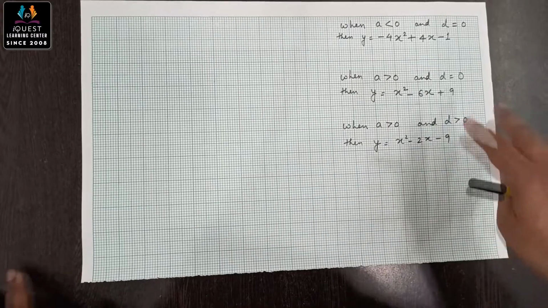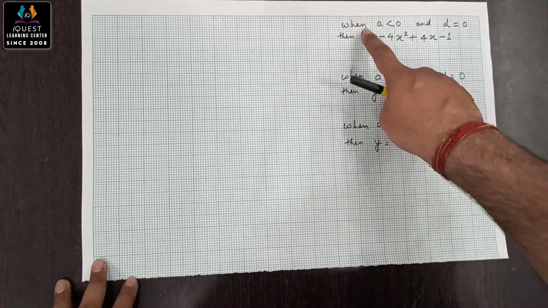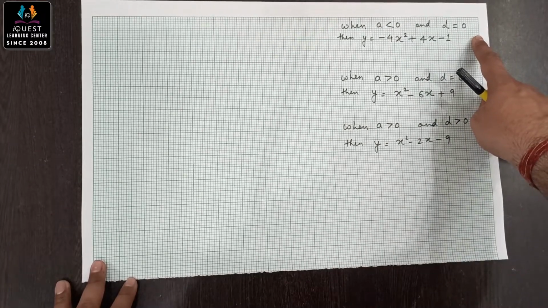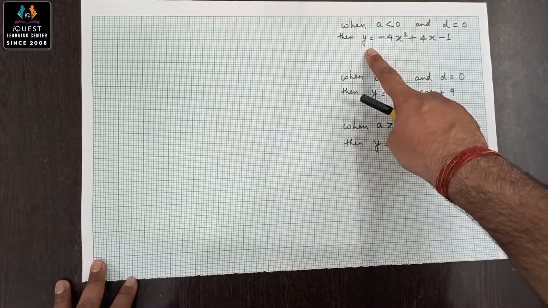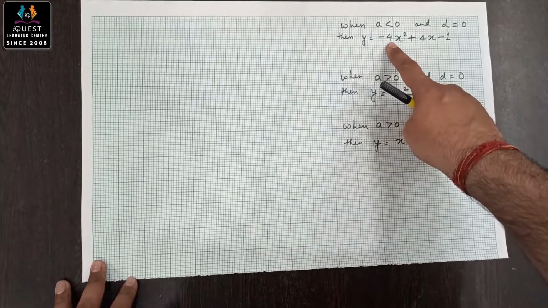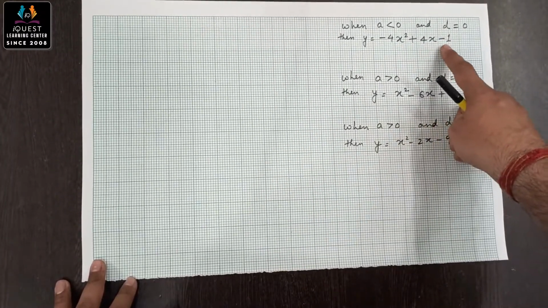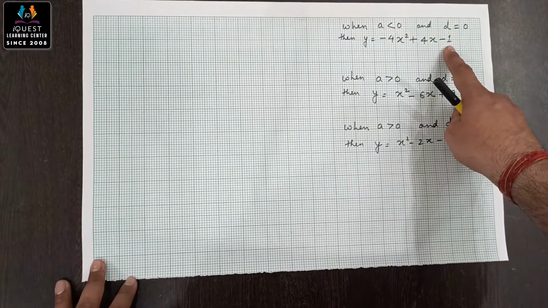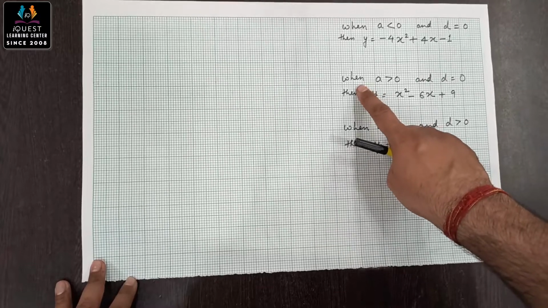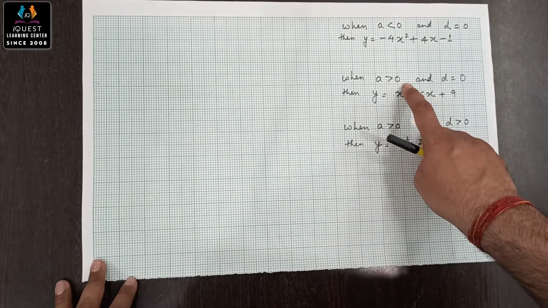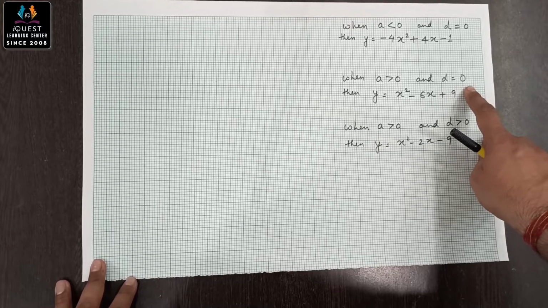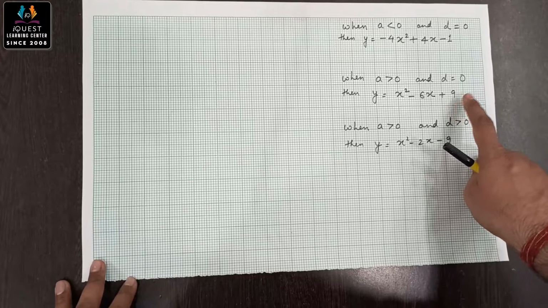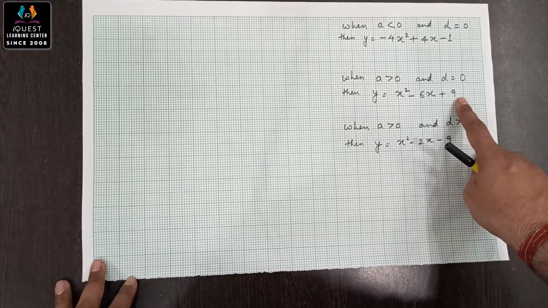So the remaining conditions are when a is less than 0 and D is equal to 0. For that condition, use the equation y is equal to -4x square plus 4x minus 1. By using this equation, you can make the graph very easily. For the next condition, when a is greater than 0 and D is equal to 0, then y is equal to x square minus 6x plus 9.